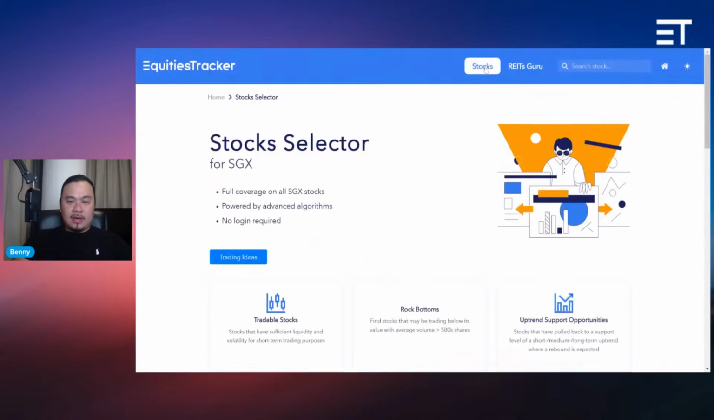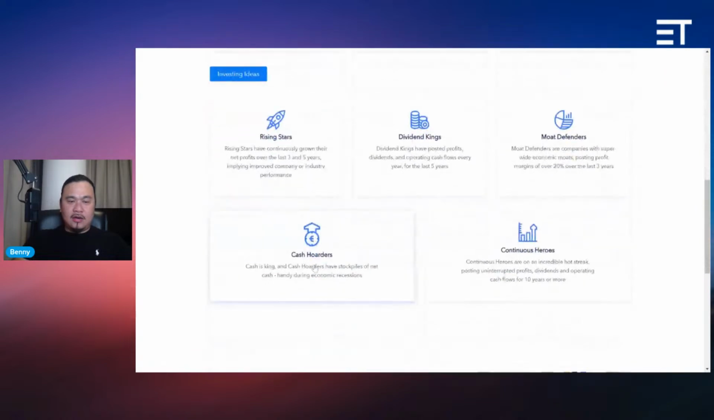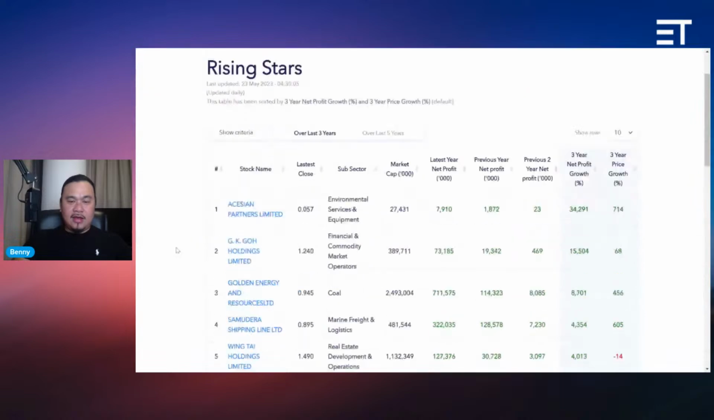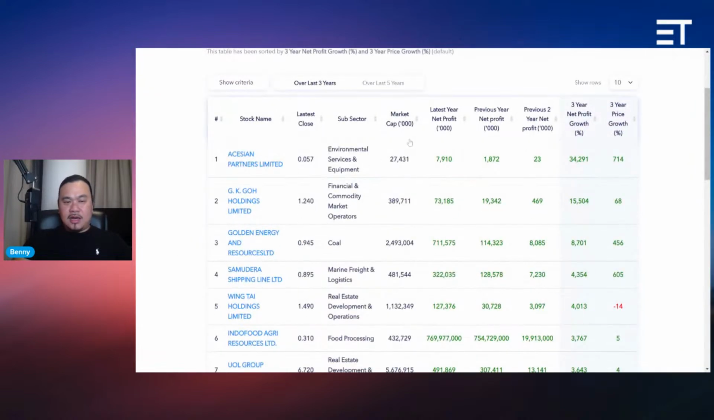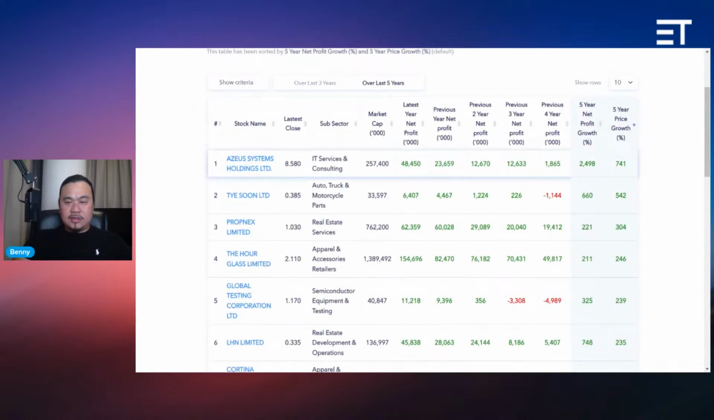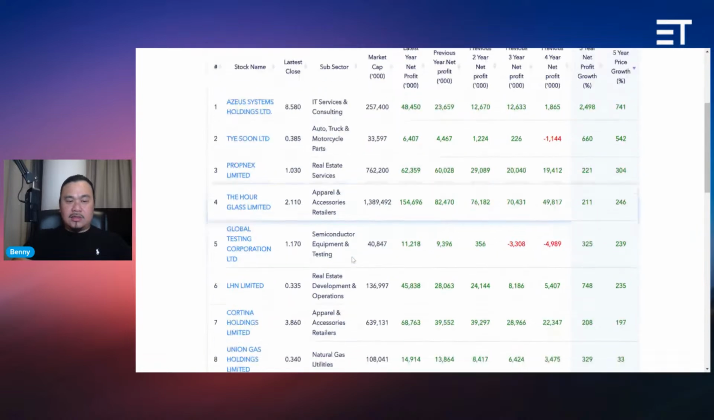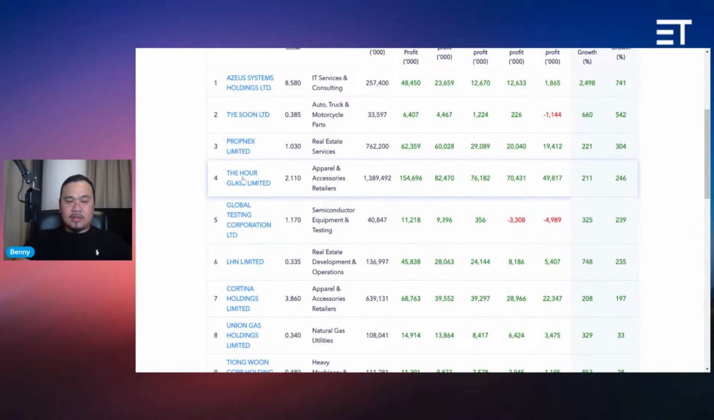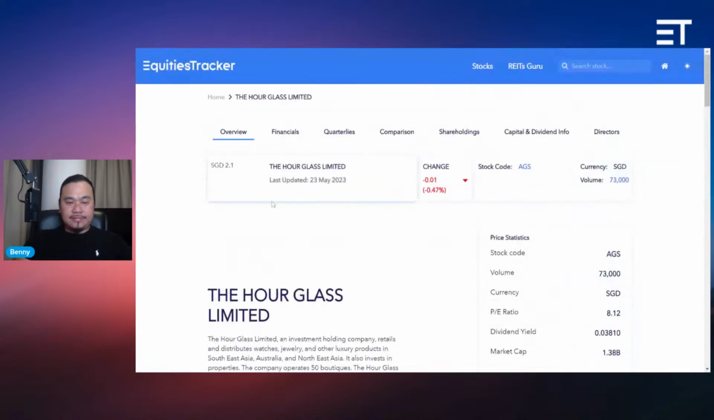So let me go back here again. We were looking at rising stars, right? So if you look at, let's say, a bigger market cap, look at 5 years one, yeah. So Azia's is here. Azia's market cap is about 250 million. The hourglass, okay, the hourglass here. I think you all know the hourglass, right?